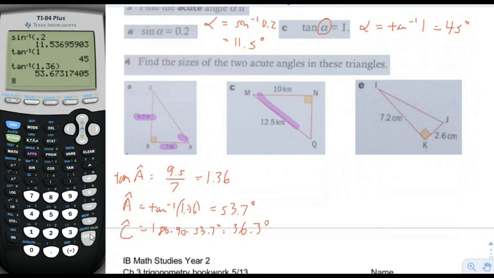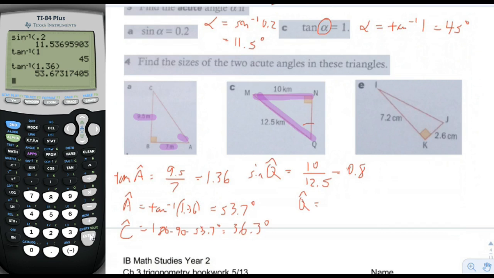We know this and we know this, and we want to know the two acute angles. Okay? Well, let's say that we want to know the angle Q first. If we want to know angle Q, what trigonometric relationship relates the 10 with the 12.5? Well, actually, it's the sine of angle Q. The sine of angle Q is 10 kilometers divided by 12.5. It's the opposite over the hypotenuse. Let's see what that is on the offline calculator. It's 0.8.